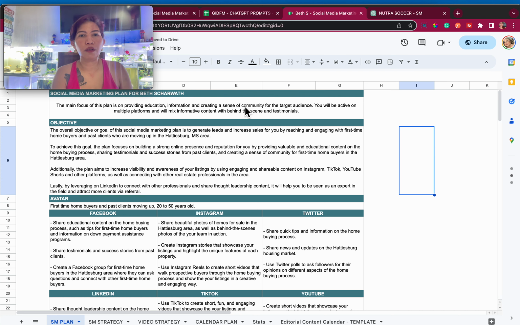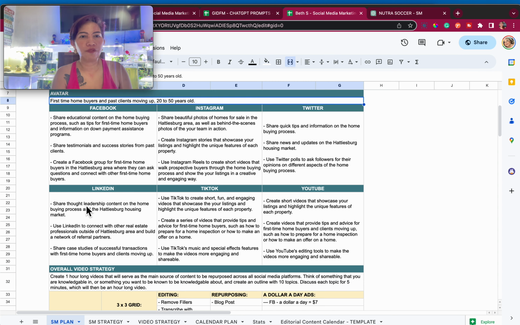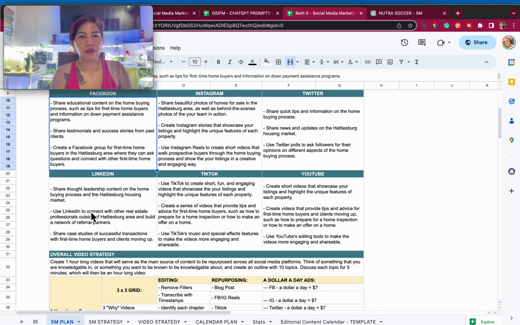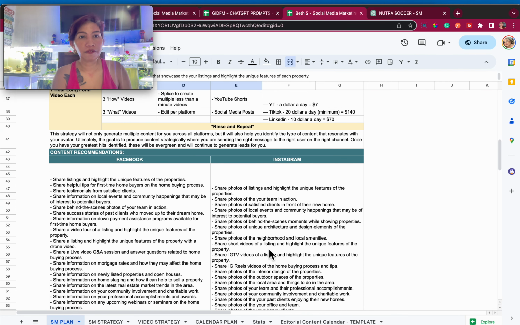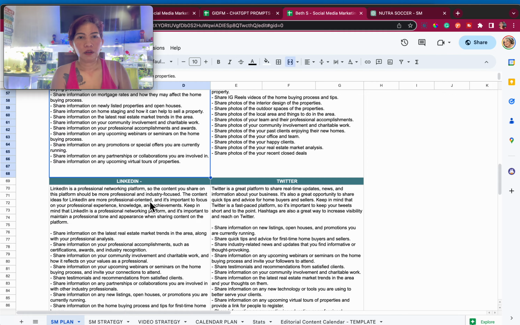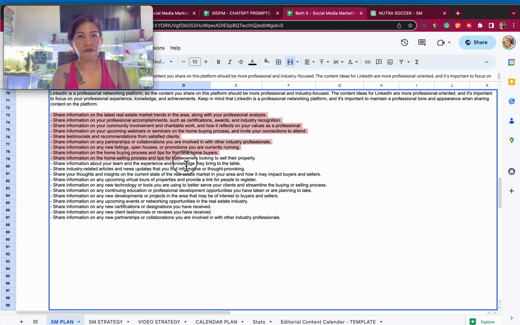Here's an example of a social media marketing plan I created for this client. Okay, so we have the objective, we have the avatar for that client, we have the strategy for each of the platforms, and we have the video strategy for the client as well. There's a template for this. You're going to get this template also, and you just have to fill it out as you do the strategy on ChatGPT. And as you can see, we also have content ideas per platform.